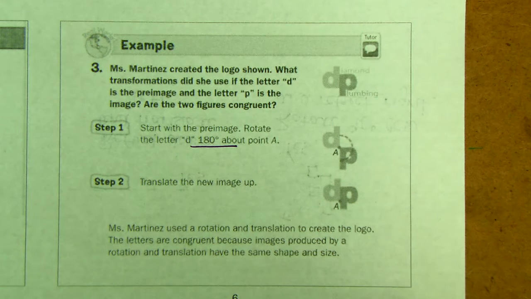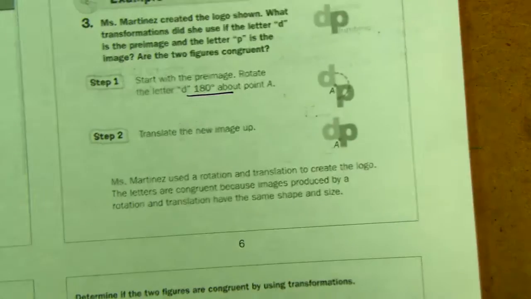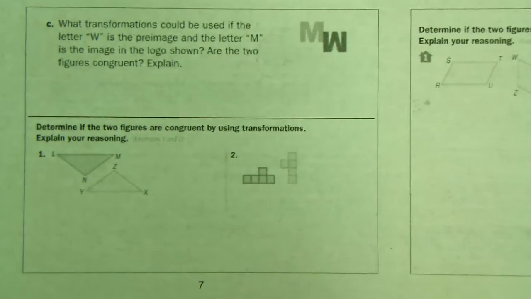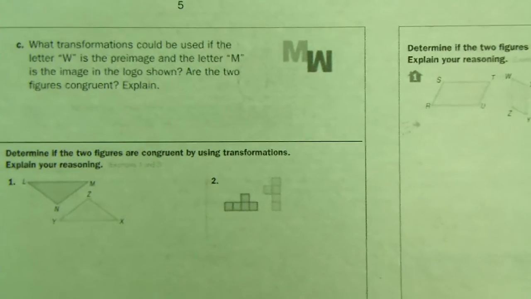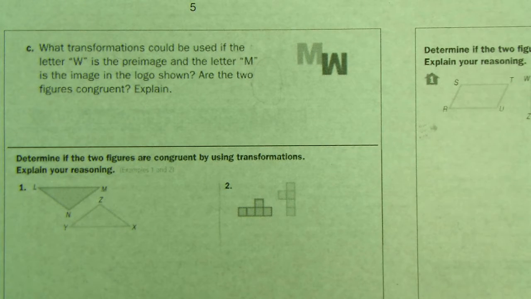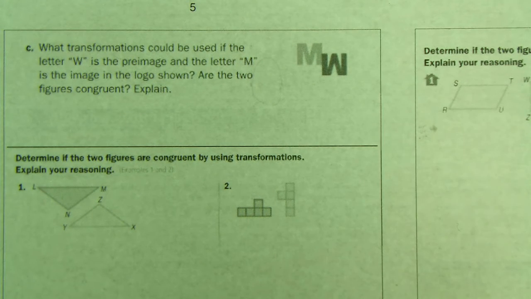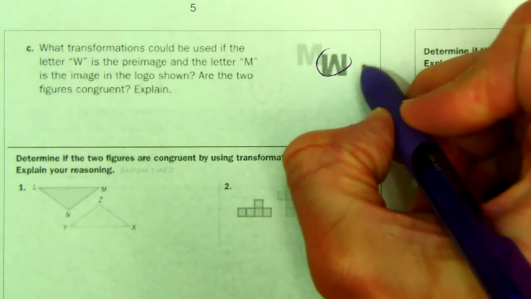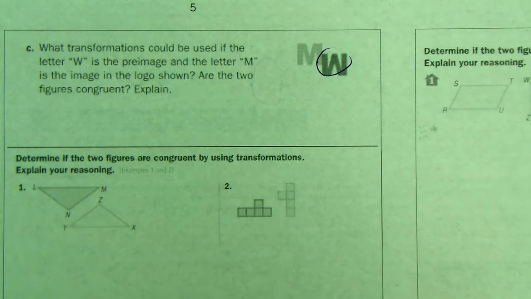Let's go down to slide number 7. We've got, I don't know, waste management, maybe? Management waste. I'm not sure what the M and the W stand for. Okay, so what transformations could be used if the letter W, so here's where we started, translates to M. That's going to be one of the things that catches you. Make sure you're paying attention. If they tell you which one is the pre-image, you have to be specific about that in your transformations.